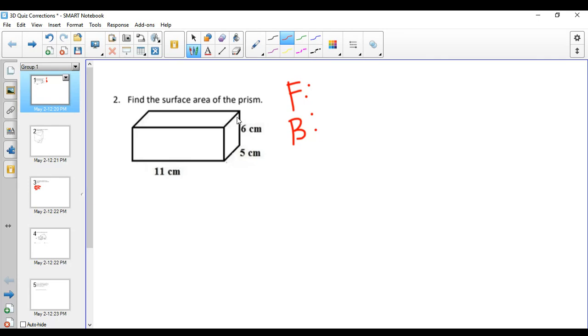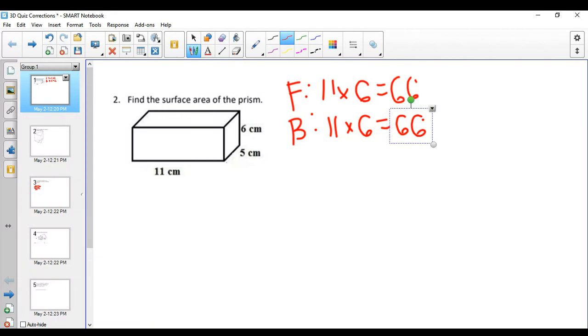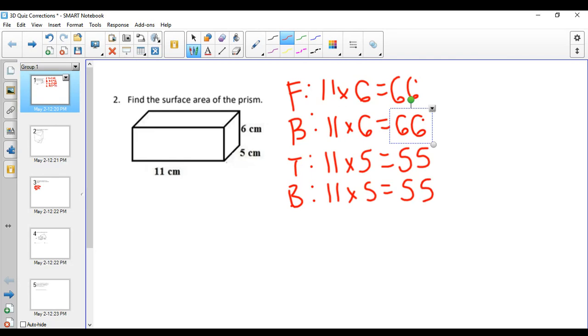So it looks like the front face is 11 centimeters by 6 centimeters, which means that they are both going to be congruent. So the area of each of those is going to be 66 centimeters. Okay, now let's look at top and bottom. So it looks like the bottom face is 11 by 5. So we're going to do 11 times 5. Both of the faces are congruent, so that gives us 55 for each of those.